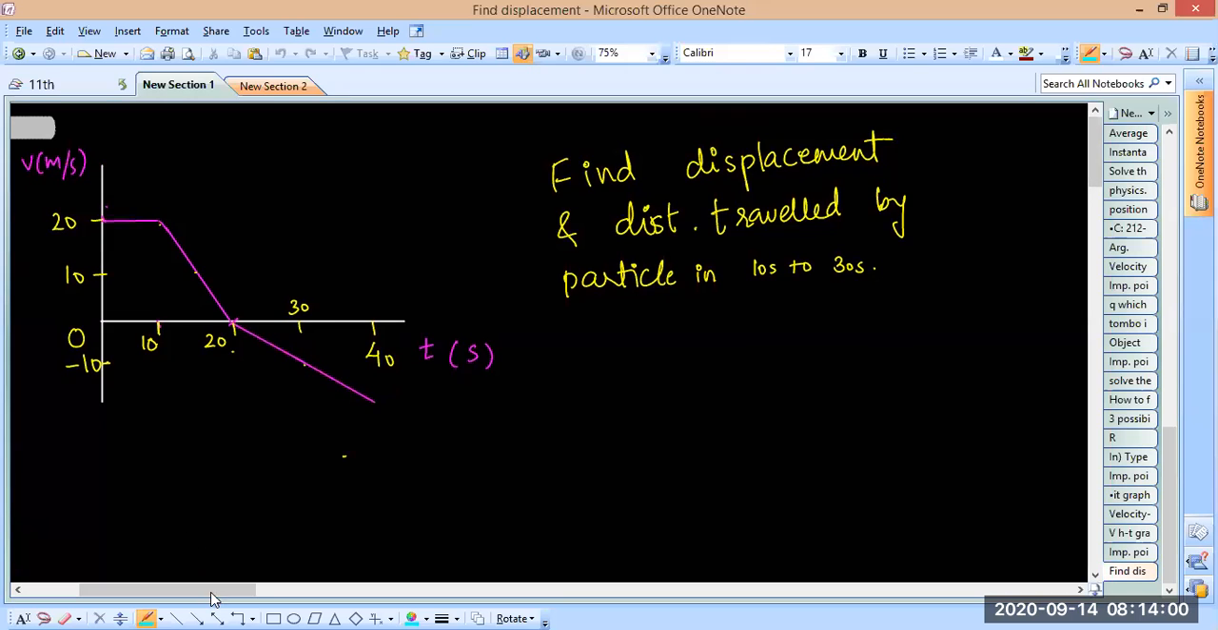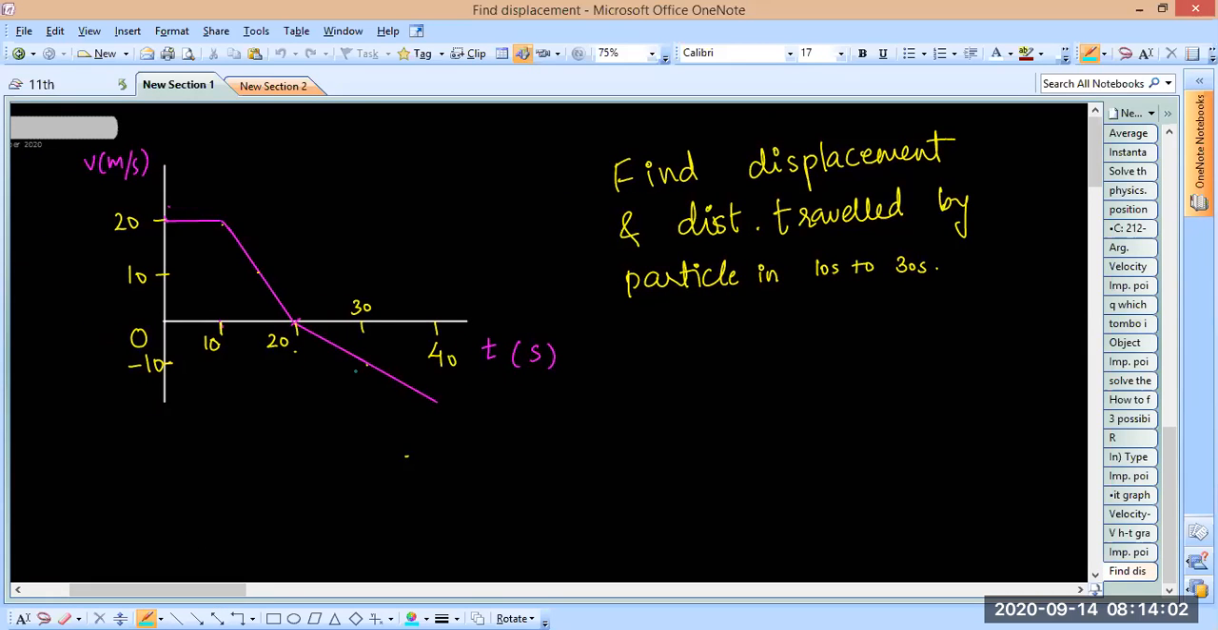I've already drawn a VT graph for some moving object. This is a VT graph. Let's read what the question says. Find the displacement and distance traveled by the particle in 10 second to 30 second. I hope you can read it.